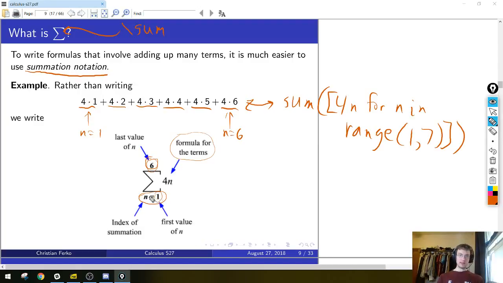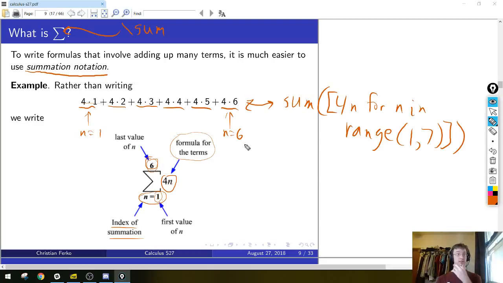I've used this word, and I probably should have defined this: the dummy variable appearing in the sum is called the index, or sometimes the index of summation, if you want to make it very clear what you're talking about. So this is the idea. We write a formula for each term, tell you the lower bound, the upper bound, and that is a shorthand for this long sum.